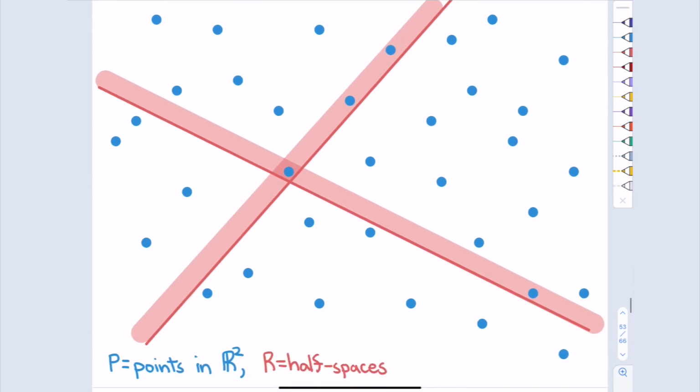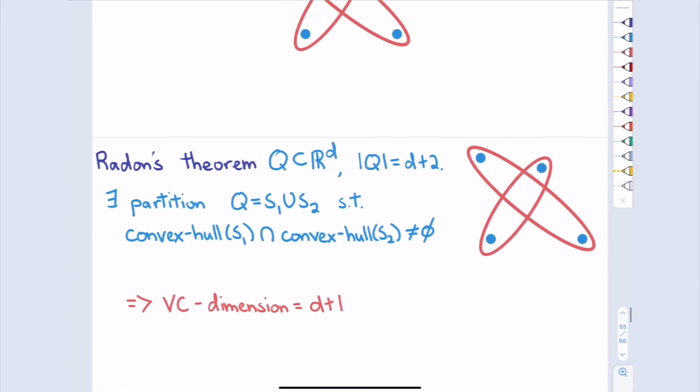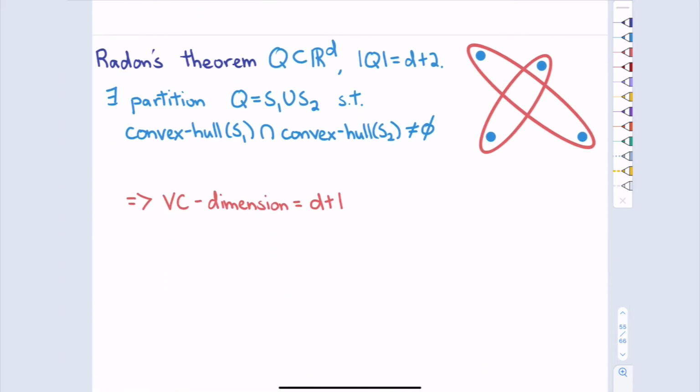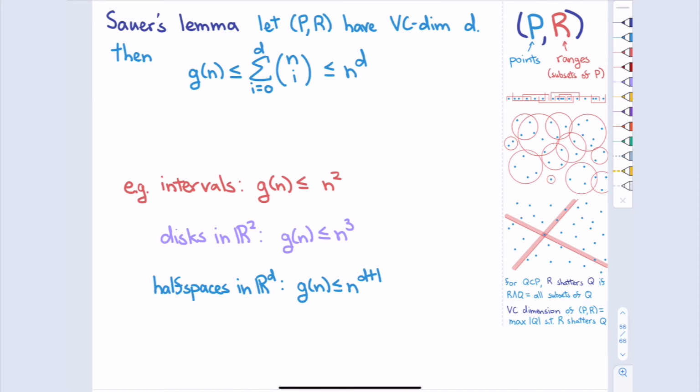I only mention briefly that for hyperplanes in R^d, there's something called Radon's theorem, which is just some classical thing, but it implies that the VC dimension is d plus 1. I won't do the proof because I want to spend the last few minutes focusing on this one. This is the part that we're interested in.